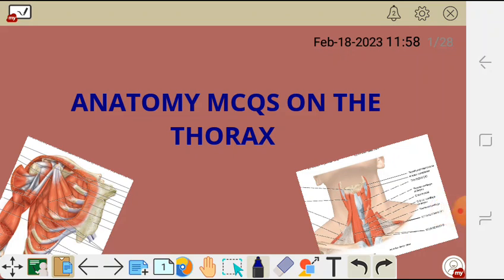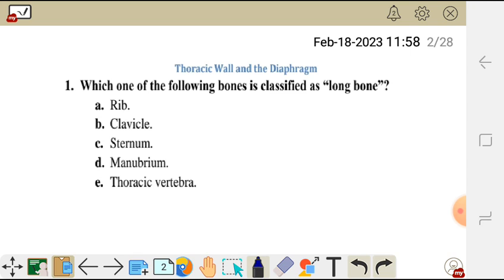In this video, I'm going to go through anatomy MCQs on the thorax. Question 1 reads, which one of the following bones is classified as a long bone? A, rib, B, clavicle, C, sternum, D, manubrium, and E, thoracic vertebrae. Which one among these is considered to be a long bone?